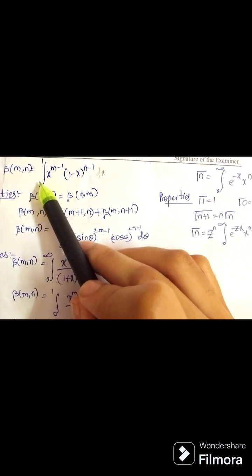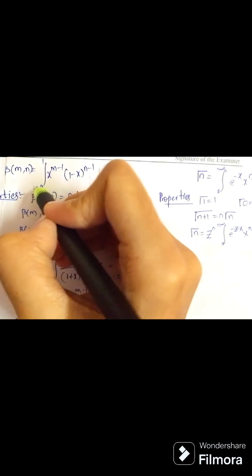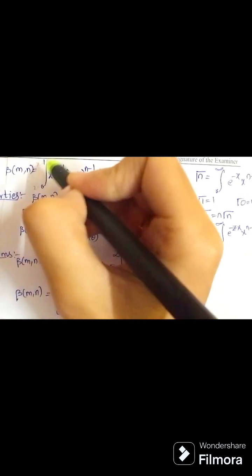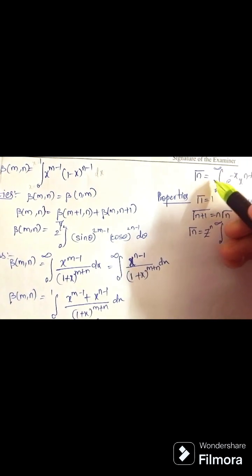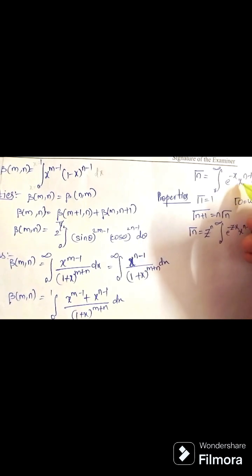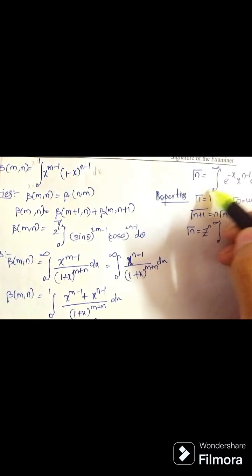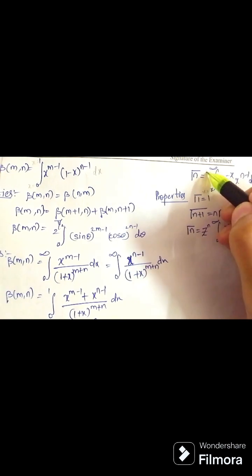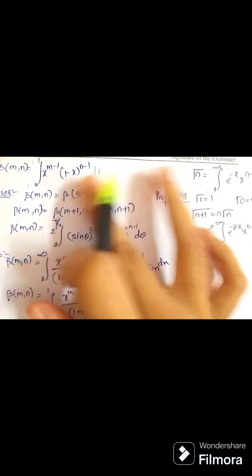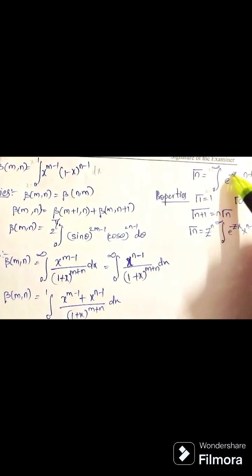You should remember the limits. So these are x limits: x is equal to 0 to 1. While coming to gamma, here also x is the variable and the exponent term must be there. The limits are 0 to infinity. So limits are very important. The integral of e power minus x, x power n minus 1 dx.